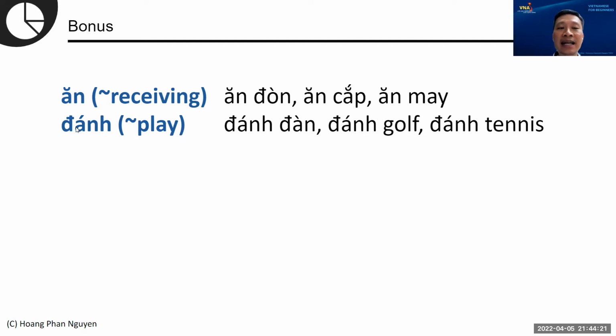The next word is đánh. Now you try, follow me. Đánh. Okay, the đ sound. Đánh. It's another word for play. We learned play is chơi. Okay, we chơi sport, and we chơi musical instruments. We also can say đánh. So we say đánh golf, meaning play golf.